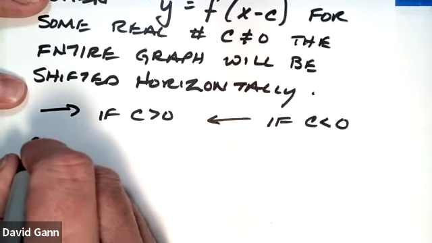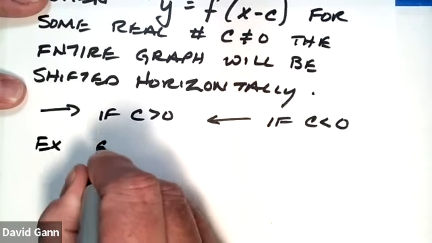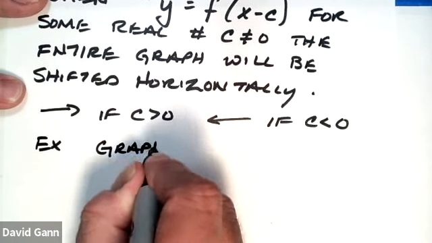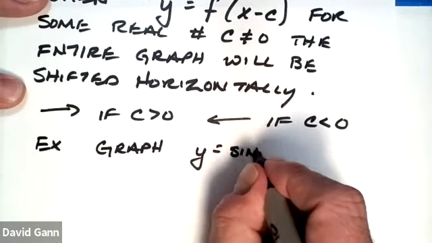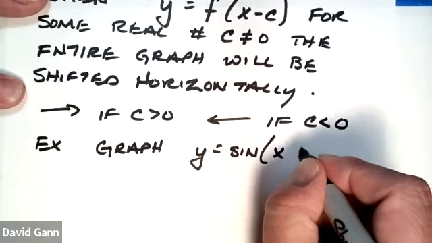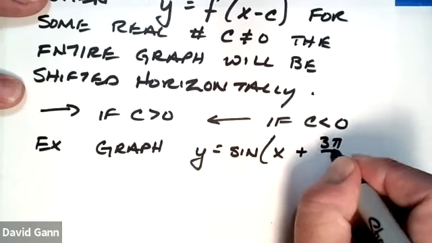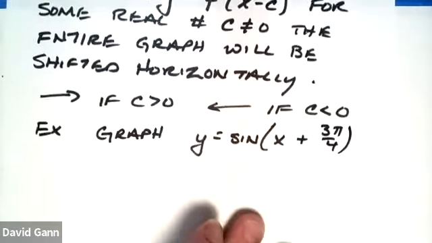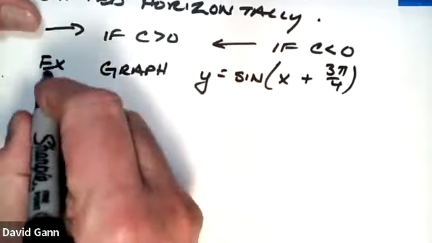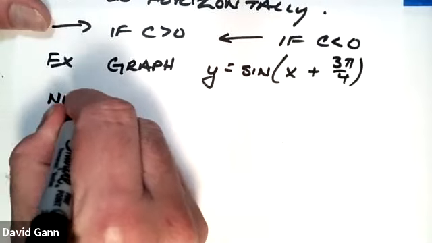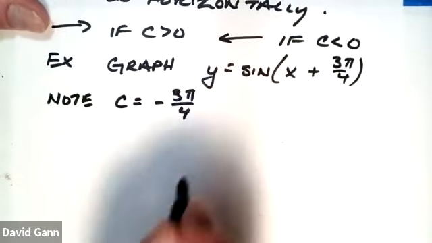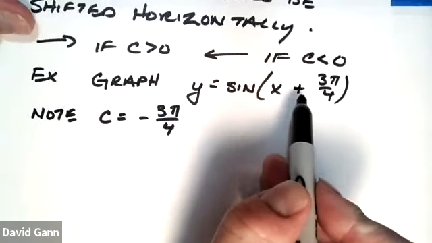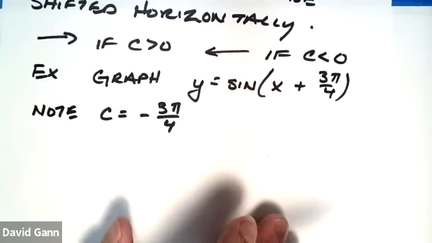I'm going to graph for you the equation y is equal to sine of x plus 3 pi over 4. Okay, so first, note that c is equal to negative 3 pi over 4, right? So you've got x minus a negative 3 pi over 4.